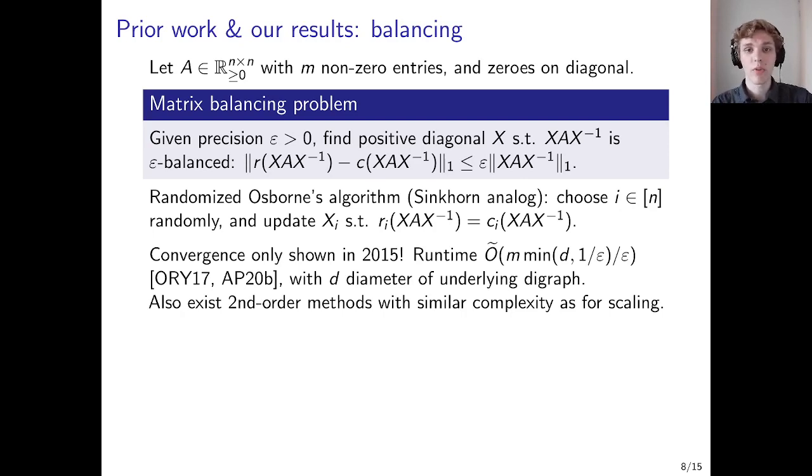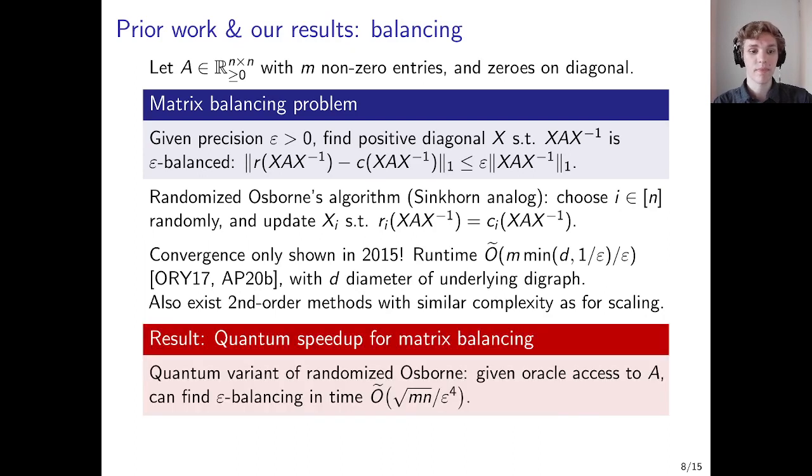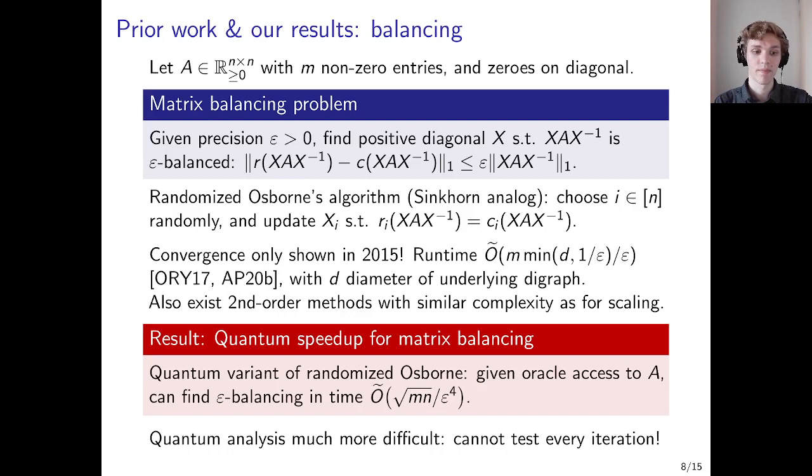Now, what is our contribution in this area? So we show that there also exists a quantum speedup for matrix balancing. Namely, we show that a quantum variant of randomized Osborne, given oracle access to A, can also find an epsilon balancing in square root mn over epsilon to the fourth. So we have a trade-off between the input size and the precision compared to classical algorithms.